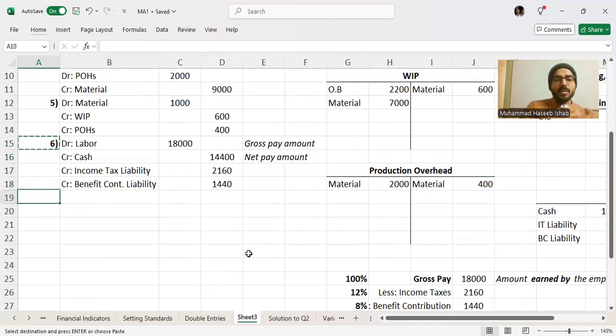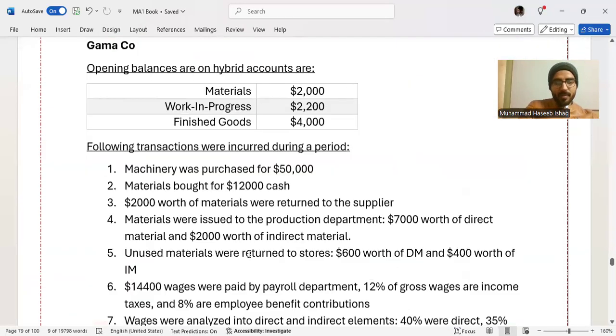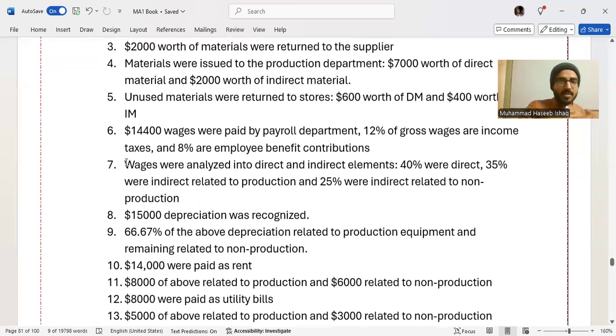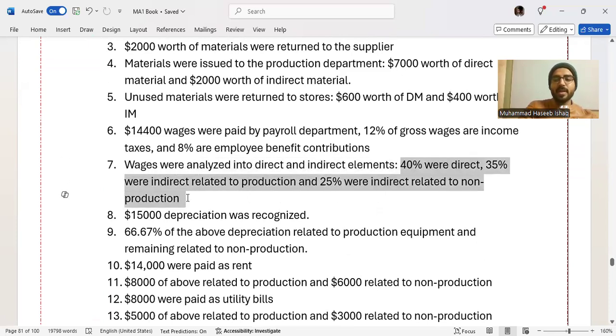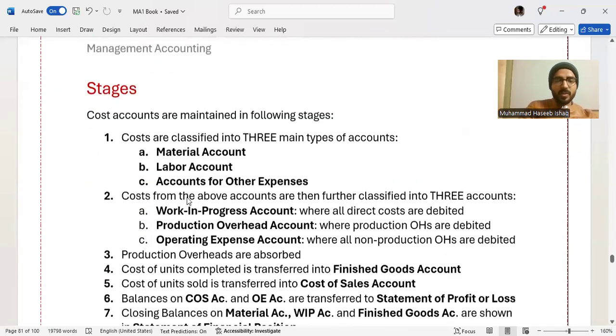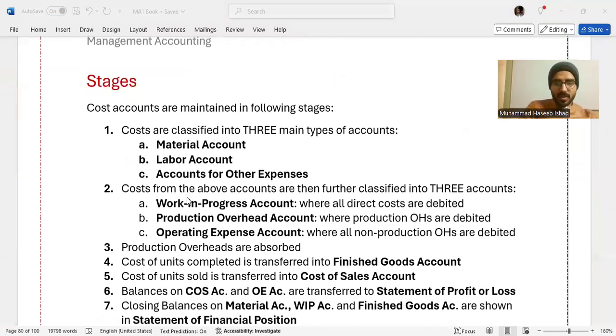So now let's get to the seventh transaction. This is going to be related to the second stage of maintaining the cost accounts. Let's read the seventh transaction. Wages were analyzed into direct and indirect elements. 40% were direct, 35% were indirect related to production, and 25% were indirect related to non-production. So what do we do in the second stage? You must remember from the previous video that the second stage is done like this. Wait a second.